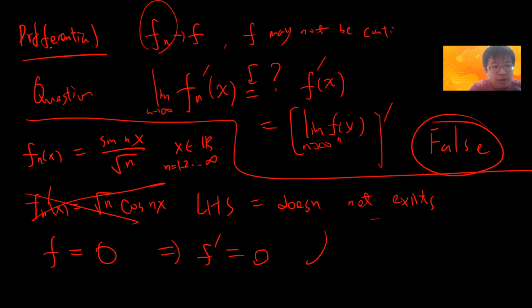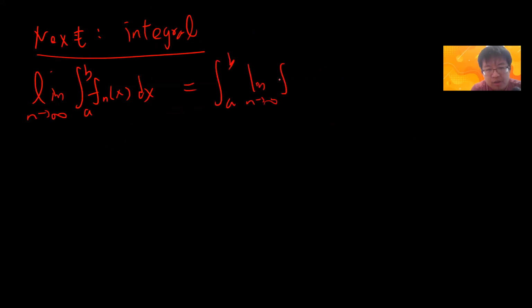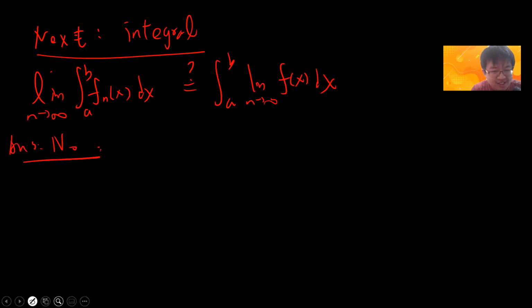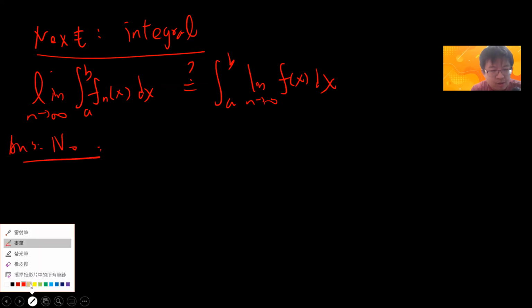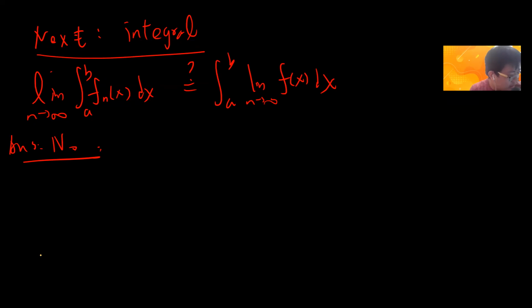Okay, next we talk about the integral. So what you hope is that, let's say f_n(x) is integrable maybe on [a, b], and then you hope that if n goes to infinity, then hopefully it becomes this, right? Okay, so the answer is no. Let's do this example.